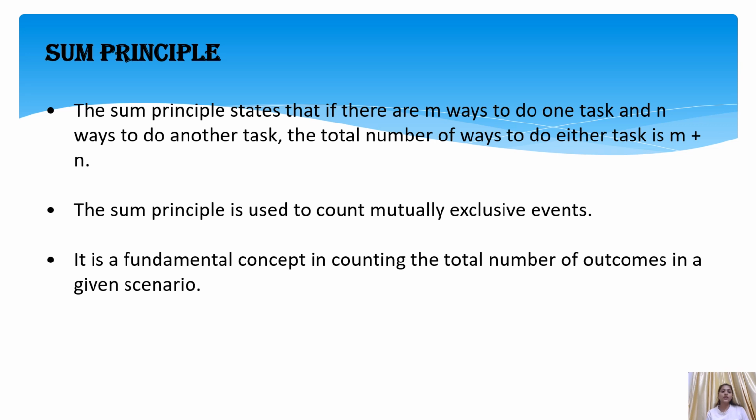Now we have to know the sum principle. The sum principle states that if there are m ways to do one task and n ways to do another task, the total number of ways to do either task is m plus n. The sum principle is used to count mutually exclusive events. It is a fundamental concept in counting the total number of outcomes in a given scenario.